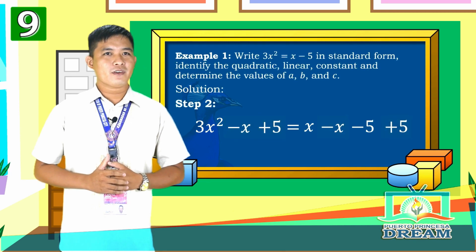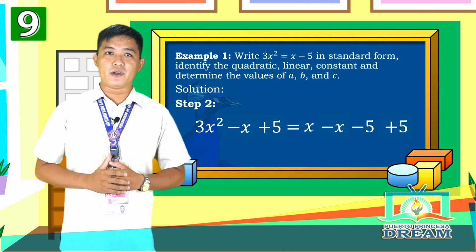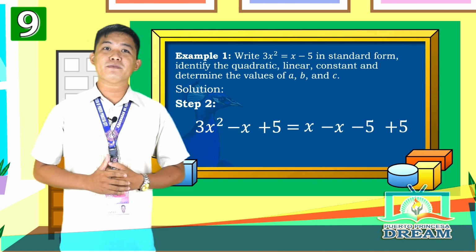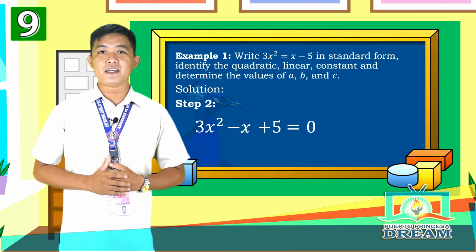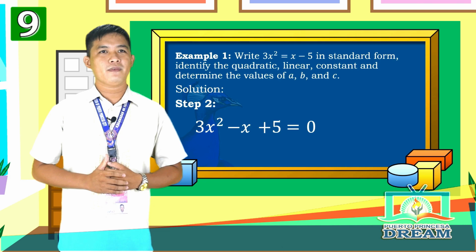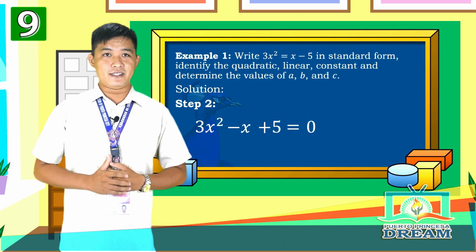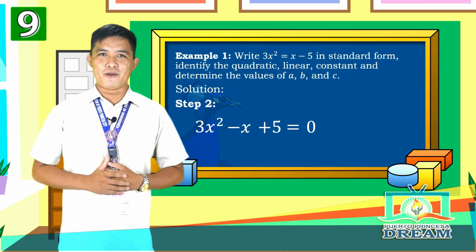Step 2. Combine like terms. The equation 3x squared minus x plus 5 is equal to x minus 5 plus 5 will become 3x squared minus x plus 5 equals 0. The equation 3x squared minus x plus 5 equals 0 is now in standard form.